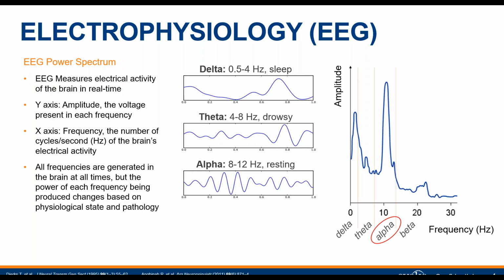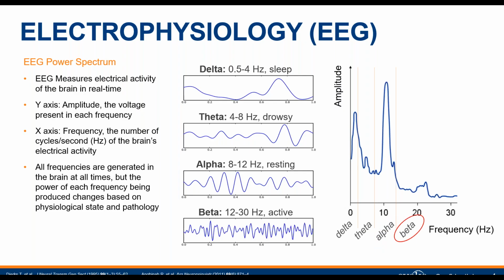Alpha tends to be our state of normalcy. We're producing mostly alpha most of the time, so it can be considered our resting frequency band. And then beta is our active frequency band. So when you are mentally engaged, you're problem solving, you're thinking critically, you're going to have a boost in beta.